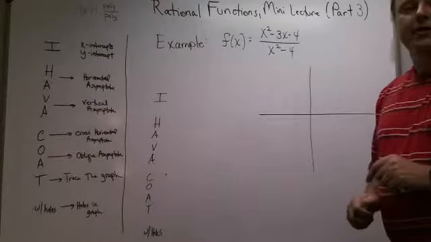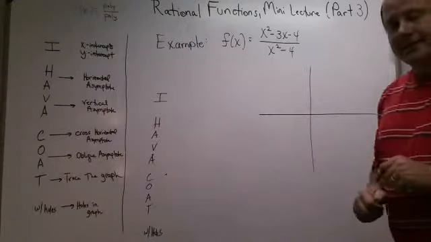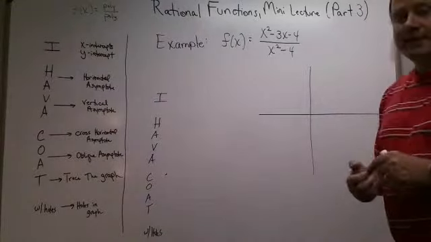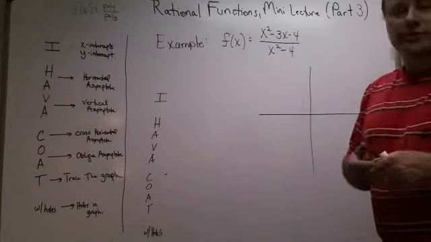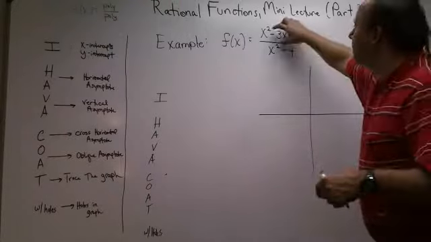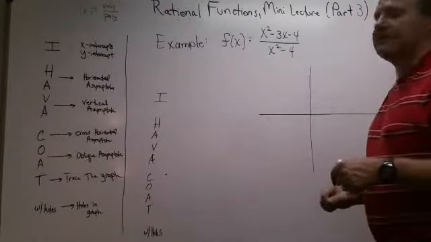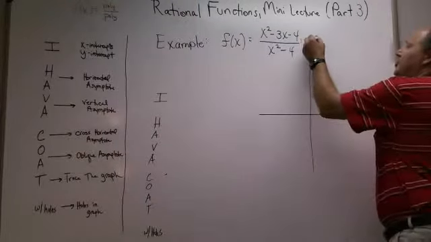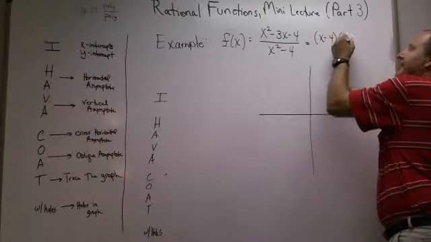This is part 3 of our rational function mini lecture, and this has gotten a little bit tougher on us. It's the function x squared minus 3x minus 4, which is a polynomial, actually it's quadratic, over x squared minus 4, which is also quadratic. If you notice, the degrees on both of these are 2. So this is definitely a rational function. Now, the first thing we're going to do is factor the numerator and the denominator. We're going to try to reduce this thing down.